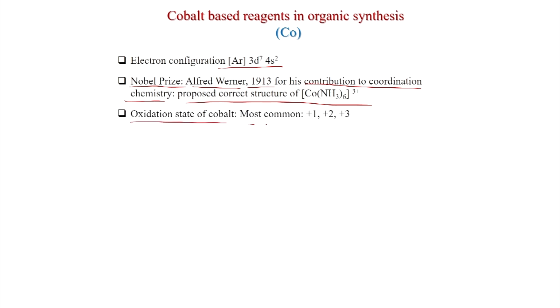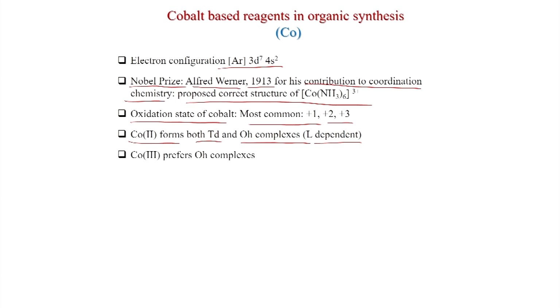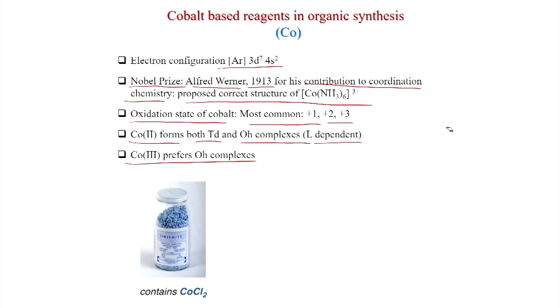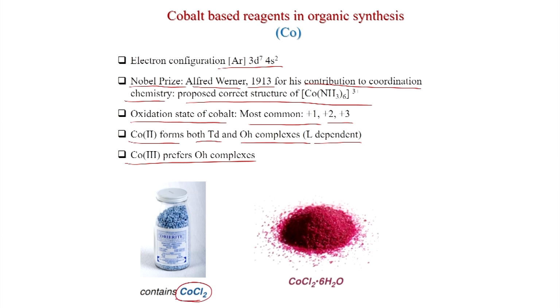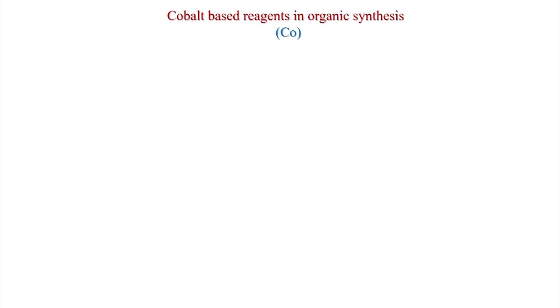Oxidation states of cobalt, most common are +1, +2, +3. Cobalt 2 forms both tetrahedral and octahedral complexes, of course ligand dependent. If the ligand is strong, then the geometry will change, and cobalt 3 prefers octahedral complexes. This one is blue, this is CoCl2, and if you put it in air then it becomes red. So, this is CoCl2·6H2O. This is very important in color chemistry.